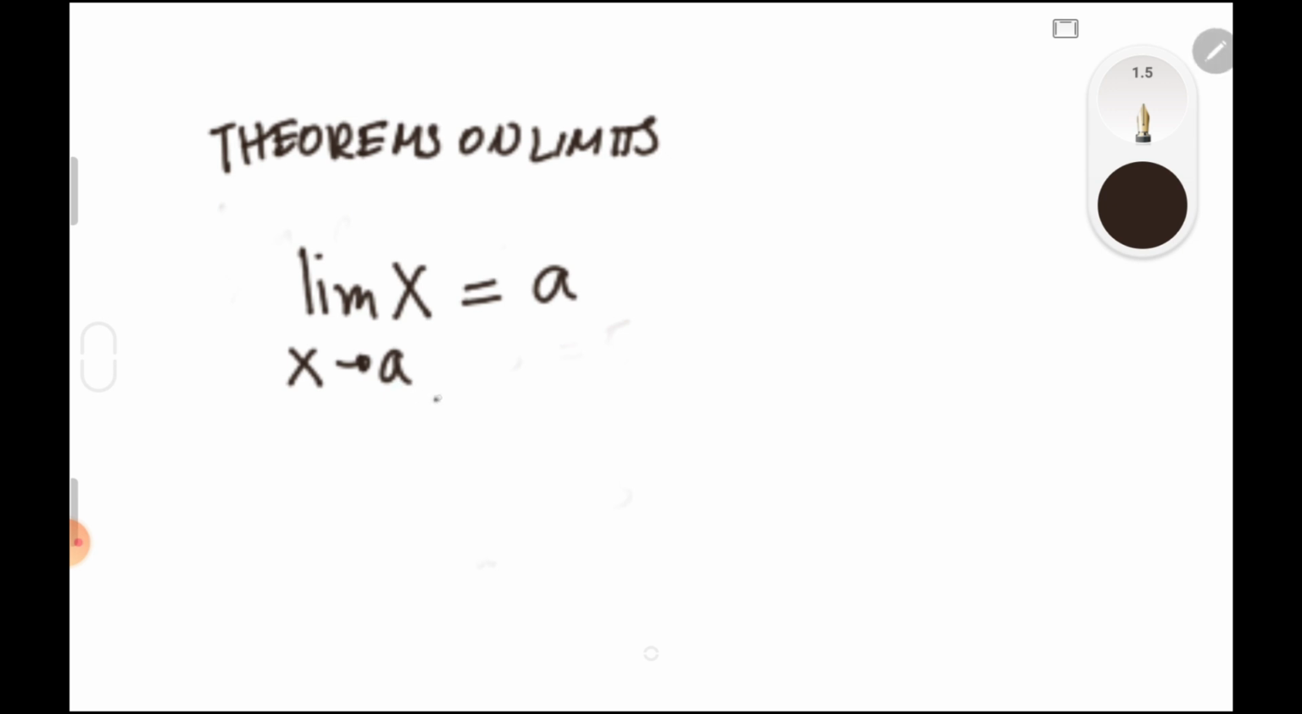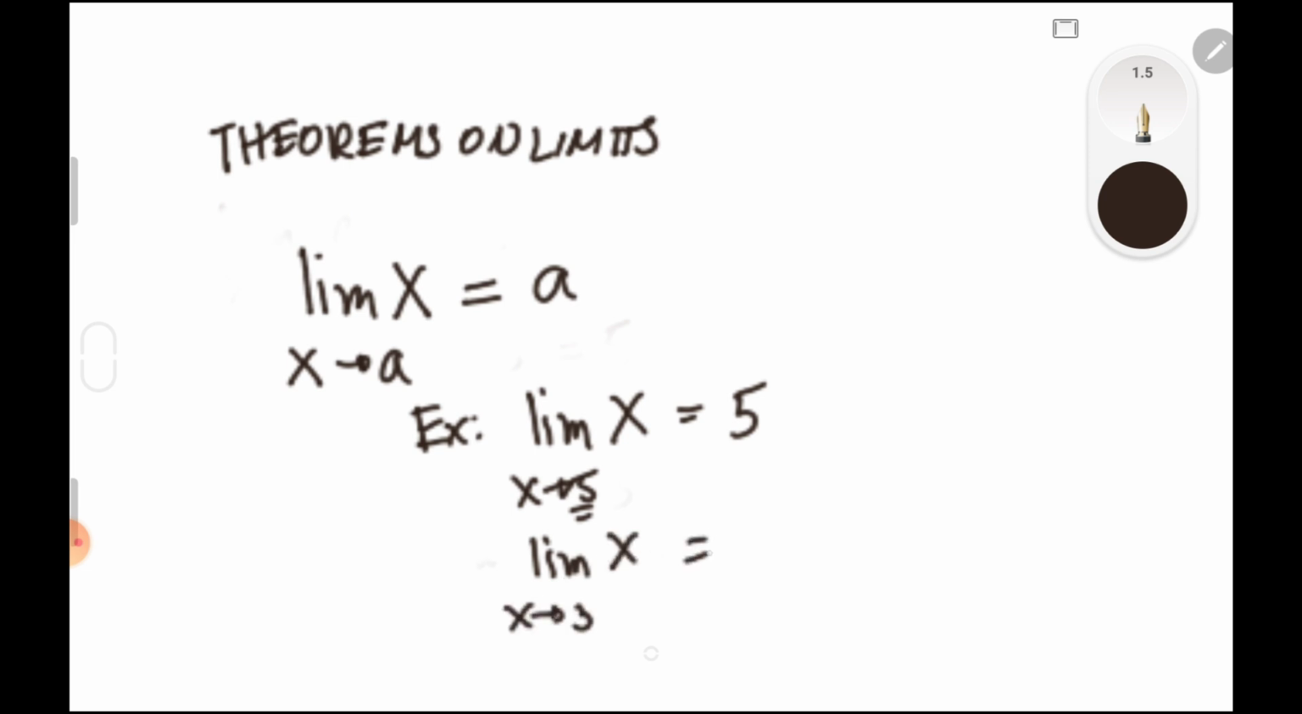So example, we have the limit of x as x approaches 5. So take note that this is your a, so therefore we may say that the limit of x as x approaches 5 is 5. The limit of x as x approaches 3 is always equal to 3. Therefore, whatever limit that you would want in x, whatever the value will be your a.